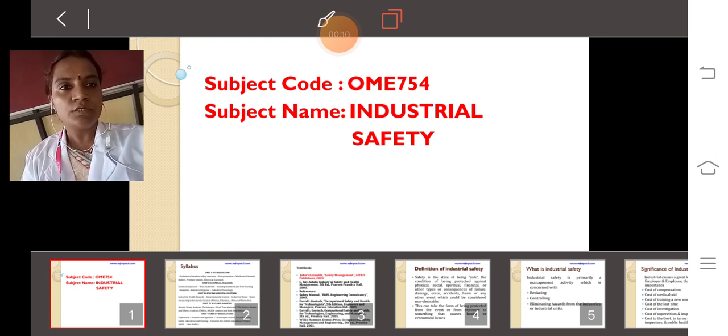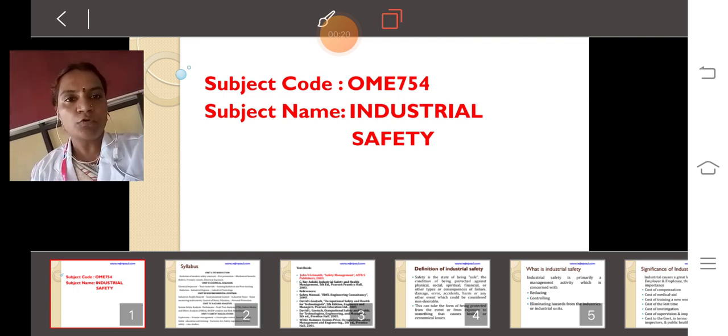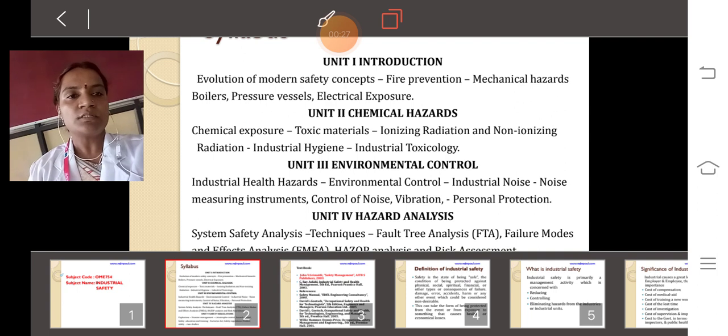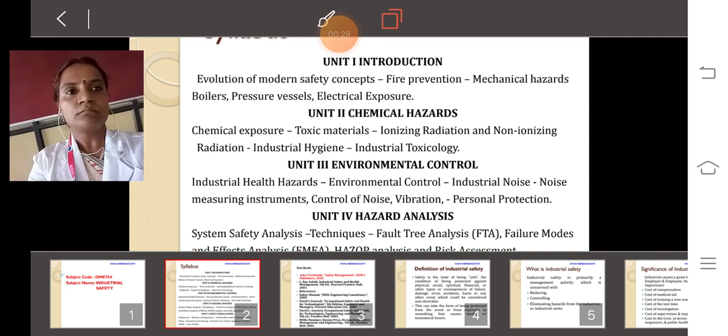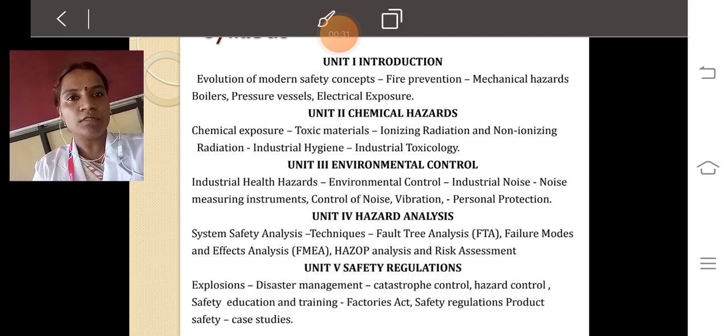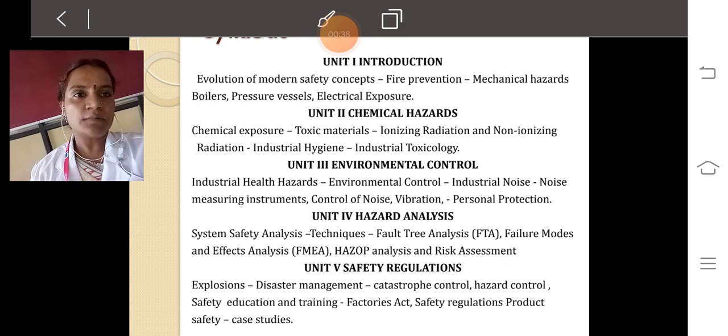Today we are going to discuss the subject Industrial Safety, which is an elective paper of 7th semester Electronics and Communication Engineering. Before moving to the topics, we will discuss the syllabus, what we are going to see in this subject. We have 5 units. In the first unit, we discuss the introduction of modern safety concepts and fire prevention.